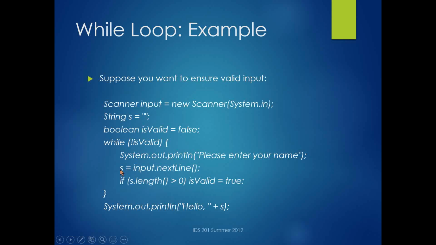So if this ends up being a valid input, at the end when we come out, s will hold that input. Then for our validity test, we just say if the length of s is greater than 0, so if there's at least one character the user has entered, then we consider that a valid input, and we'll set isValid to true. So if the user has not entered a valid input, isValid will still be false. We'll go back here, not isValid will be true. But if the user has entered a valid input, then isValid will be true. We'll go back up here, not true will be false. And so we'll skip over the loop and we'll say System.out.println, hello, whoever you are. Okay.